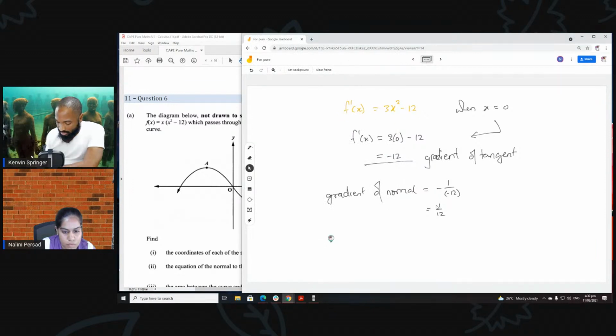Therefore, the equation of the line of the normal is y is equal to 1/12 x plus 0. So we can just leave all that.